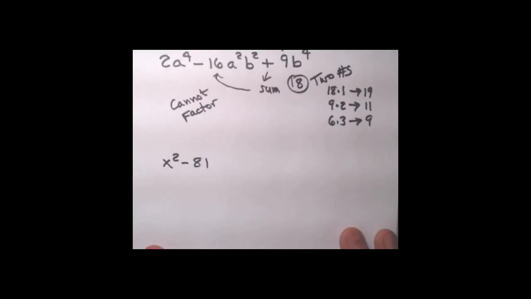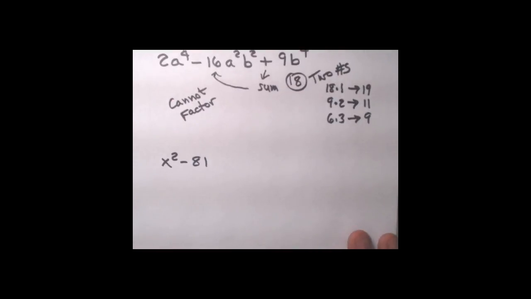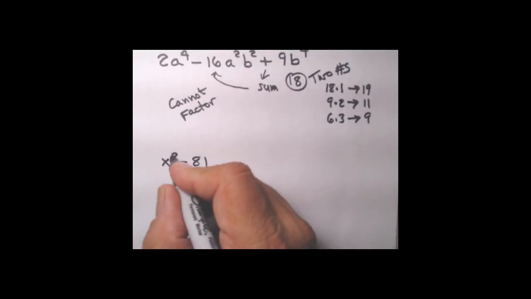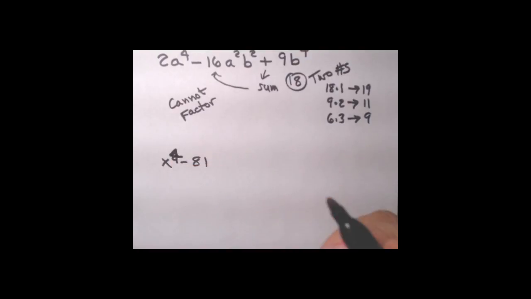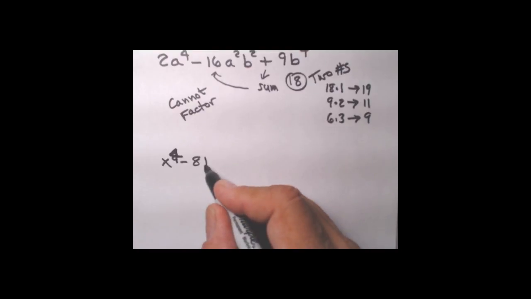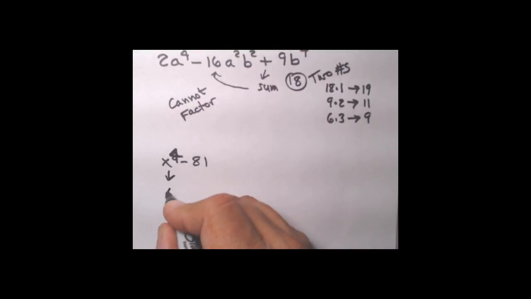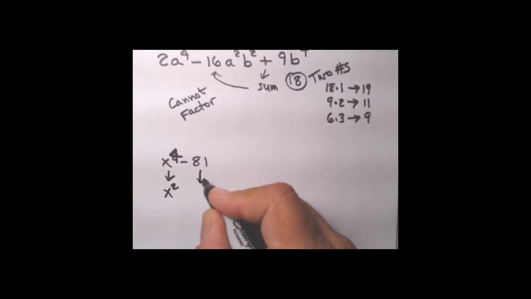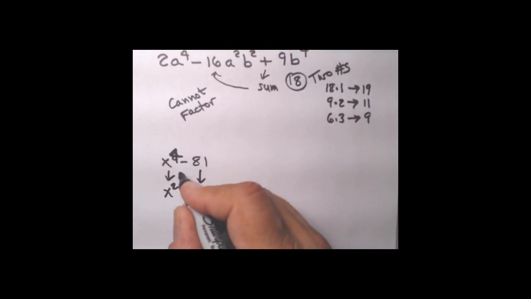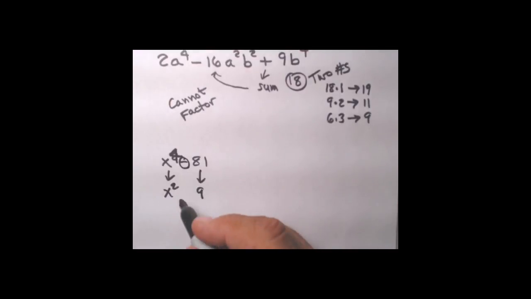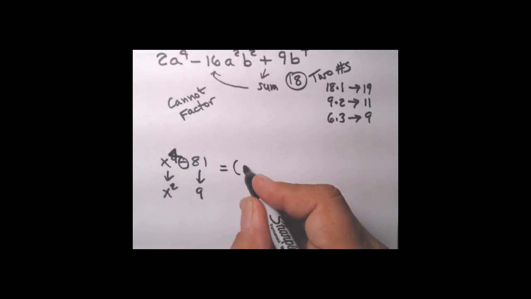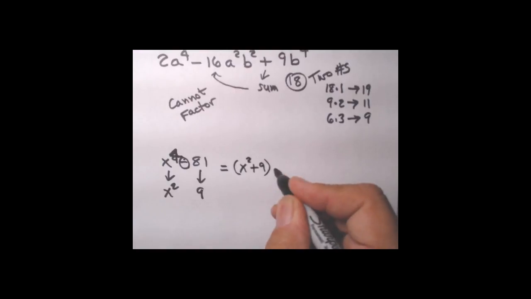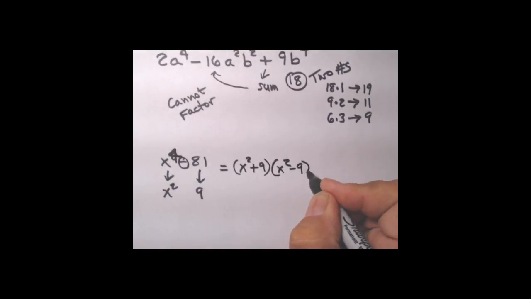As I've said, we're not showing anything new here. These are all techniques that you've recently learned. This one particularly is x to the 4th minus 81. Now, this is a difference of 2 squares. The square root of x to the 4th is x squared. The square root of 81 is 9, and we got the required minus here. So the first thing is it factors into the plus and minus of these 2 guys: x squared plus 9 times x squared minus 9.